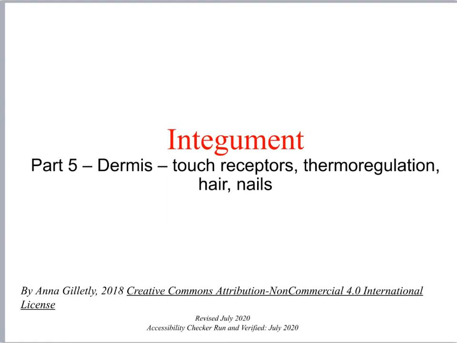Hello, I'm Anna Galetli, and we're going to continue talking about the integumentary system structures. We're focusing in on the last few little parts of the dermis here in part 5. So we're going to focus in on those touch receptors, a little bit about thermoregulation, and then a tiny amount on hair and nails. So let's get started on that.